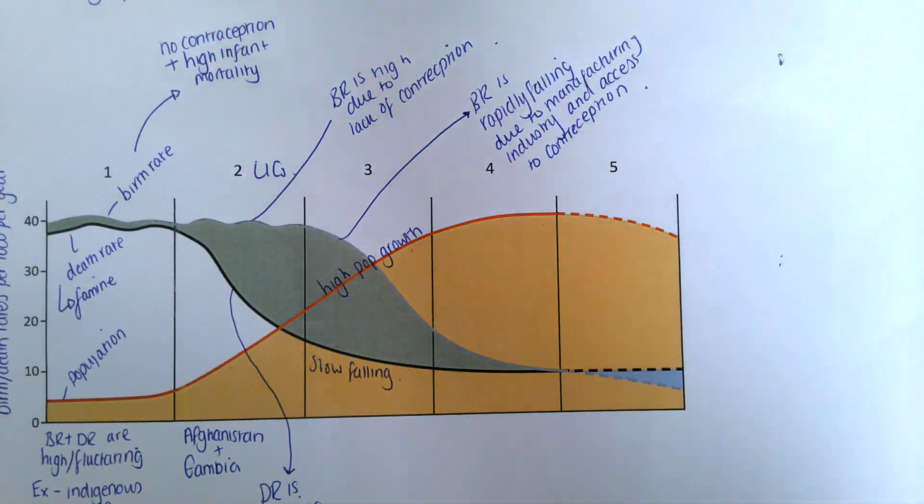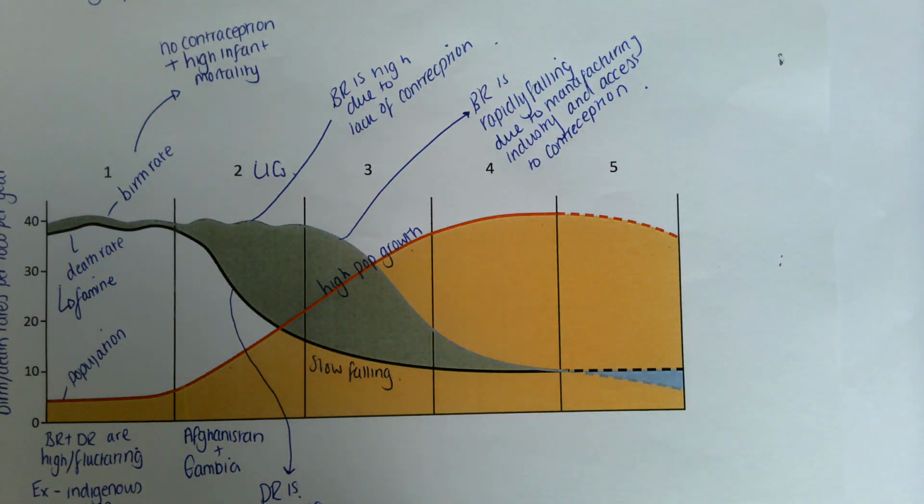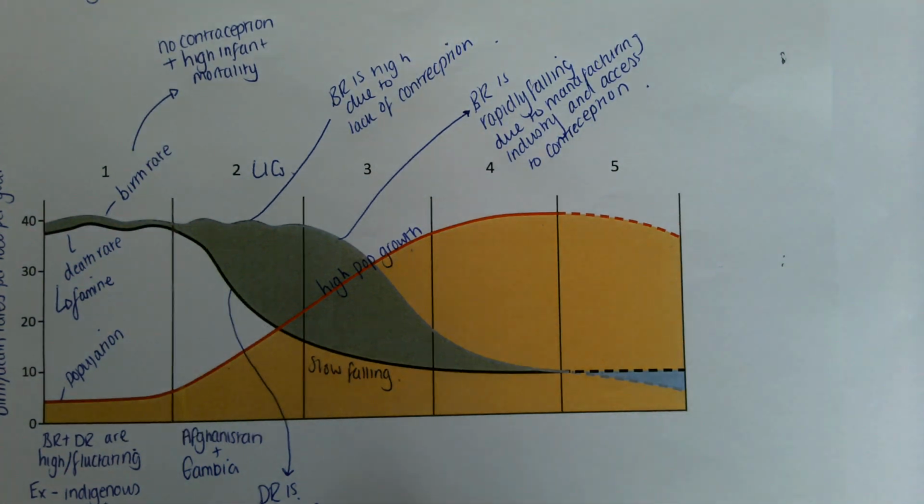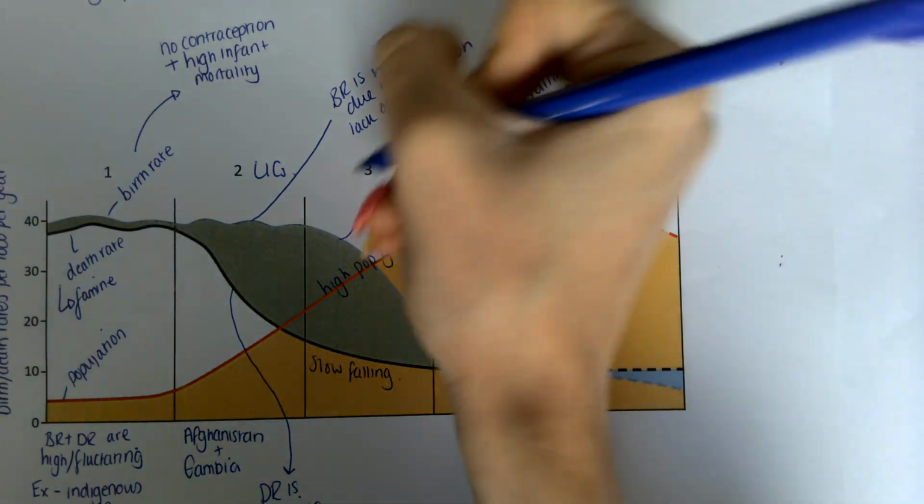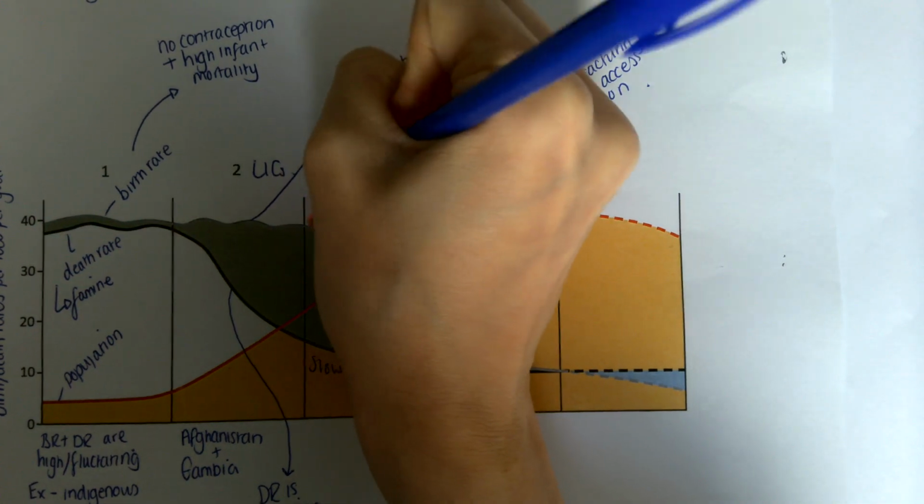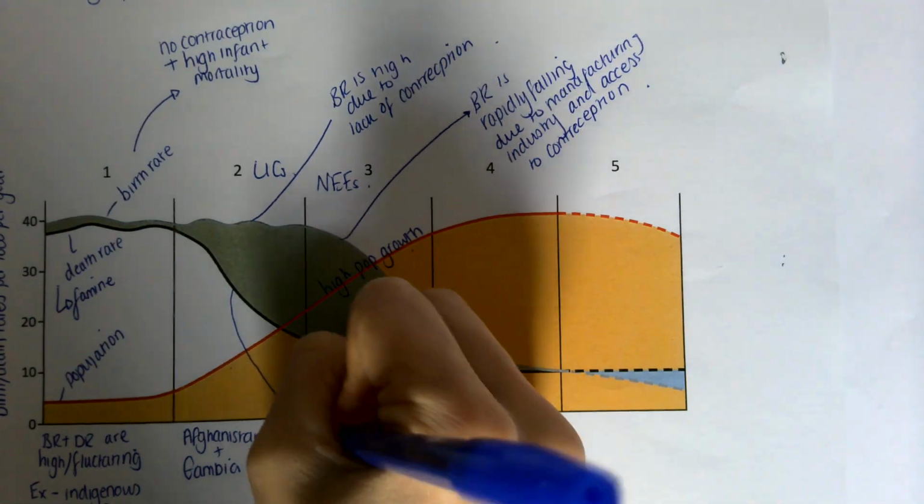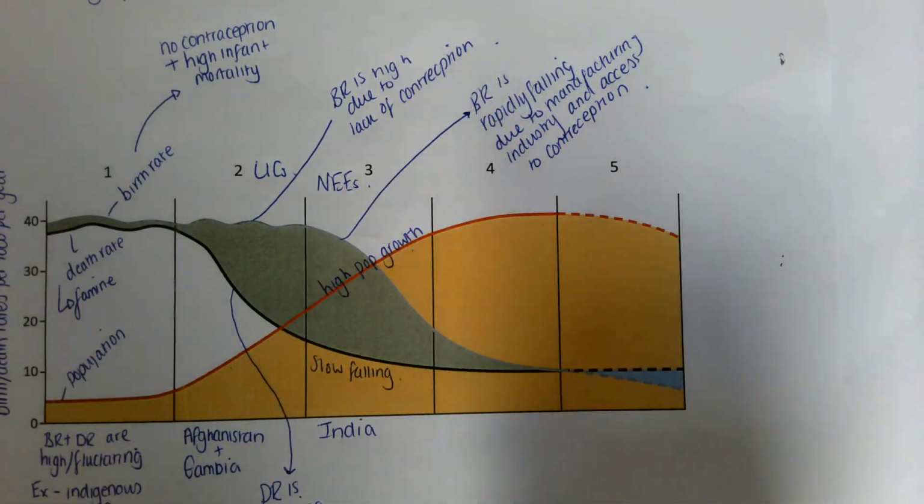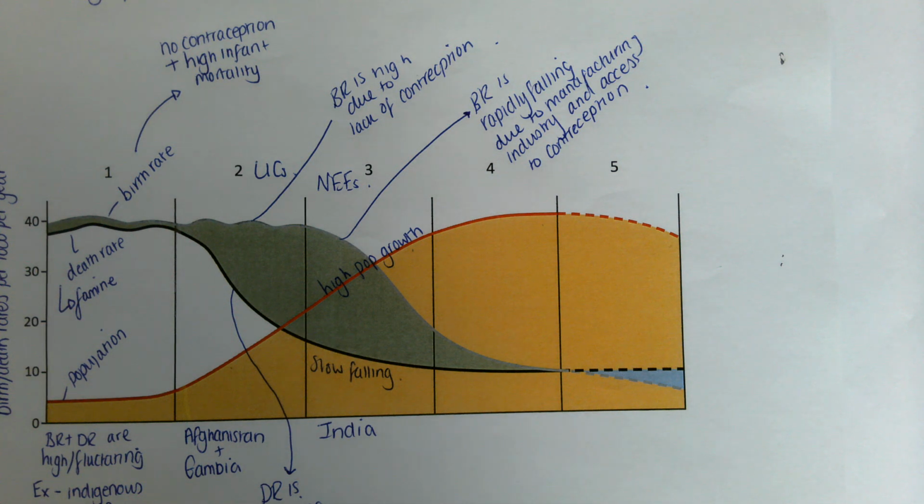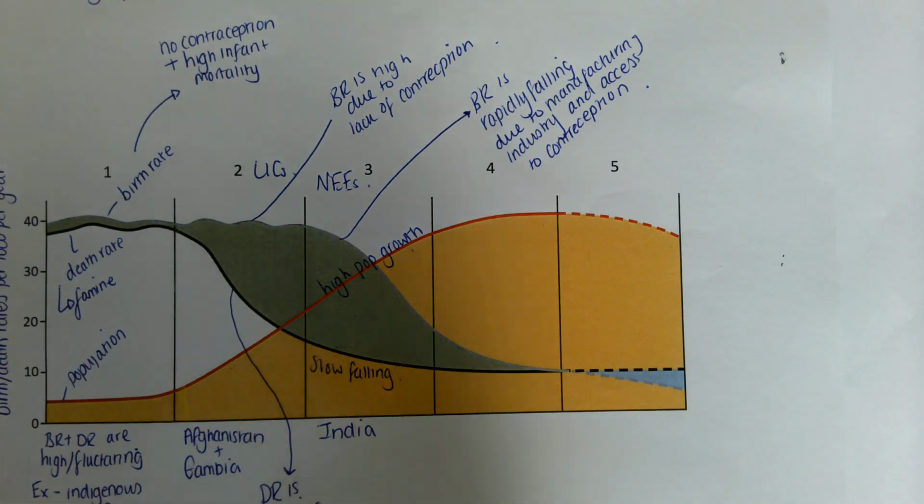Okay, an example of a country in this stage, you could talk about your BRICS. So you are thinking about your NEEs, so Brazil, Russia, India, China. So we can put India, not necessarily China, I'd say probably China in 4 if we're thinking about BRICS, but I'm thinking about Kenya, I'm thinking about Nigeria as well.